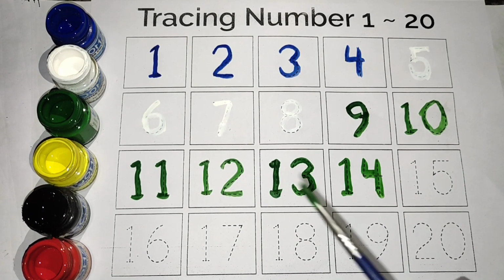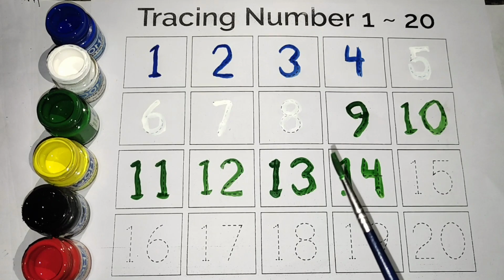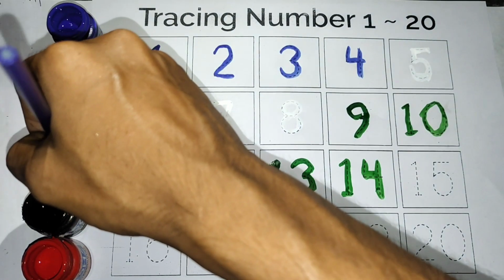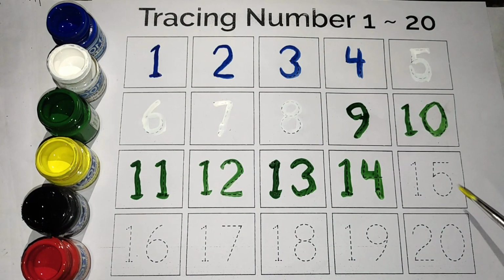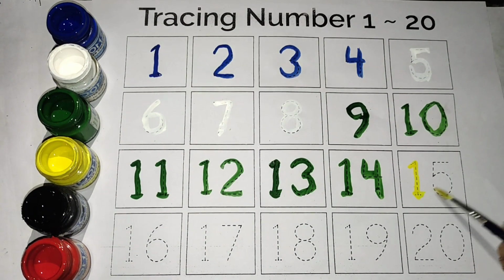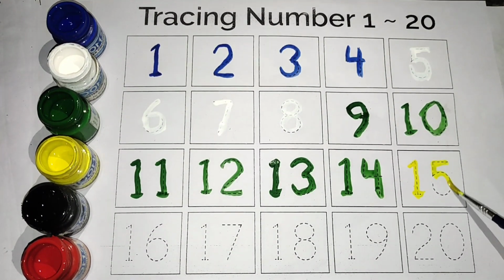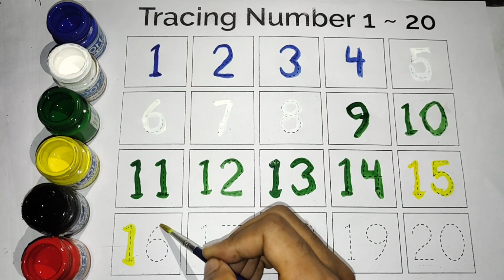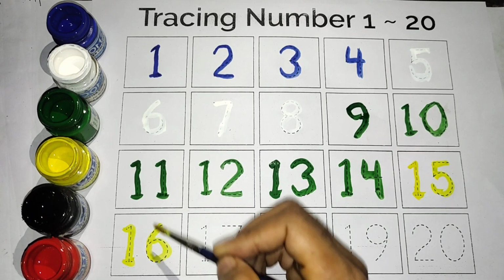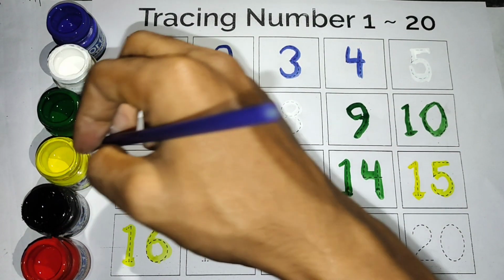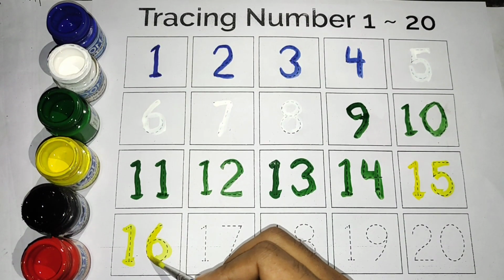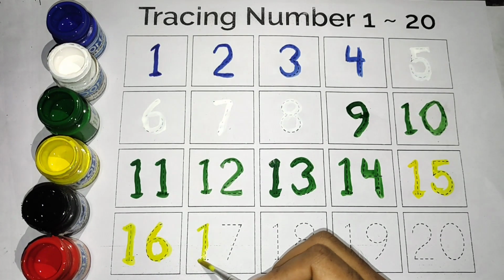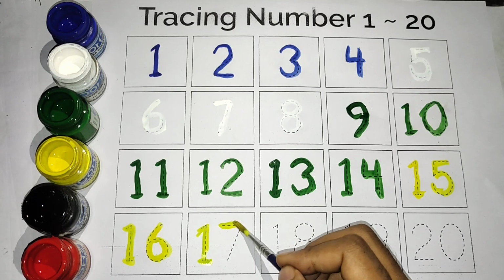Kids, the next one is 15 and now we use yellow color. The next one is 16. We draw 16. Kids, now we draw 17. The number of 17.